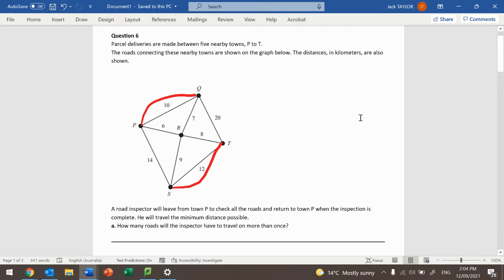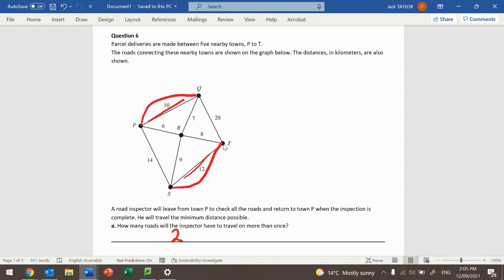So if we were to add these two edges, basically another way of doing that is to double up on the road between P and Q and the road between S and T. So therefore, the inspector would have to travel on two roads more than once. You could also do the same between P and S and Q and T or whatever, but for that to exist, he'll have to travel on two roads more than once.